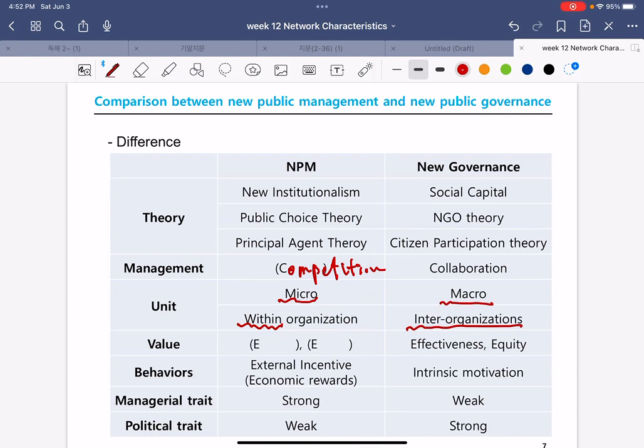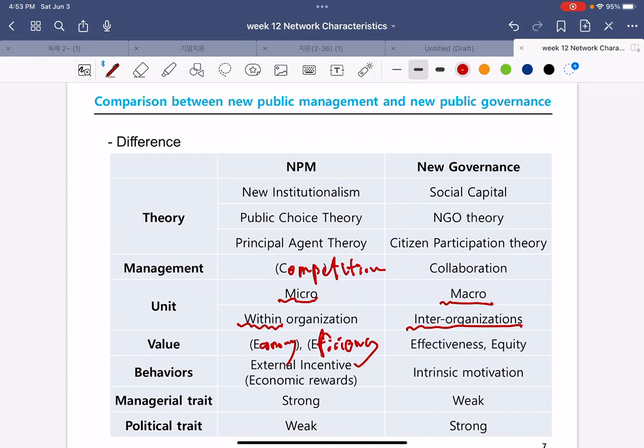Also, in terms of values, what values did NPM emphasize? Economy. Also, efficiency. However, in new governance, effectiveness and equity are emphasized.